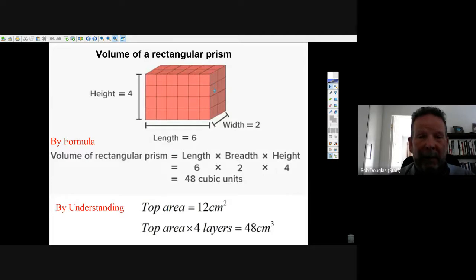Now, there's 4 layers here. So how many cubes would you have? Well, you've got 12 times the 4 layers that you've got, the height of 4, and 12 times 4, that's why you have 48 cubic centimeters. It's better to understand what you're doing.